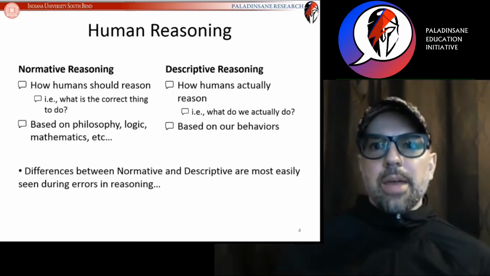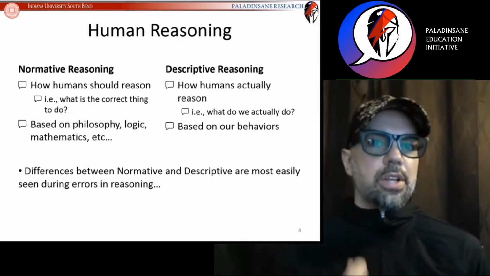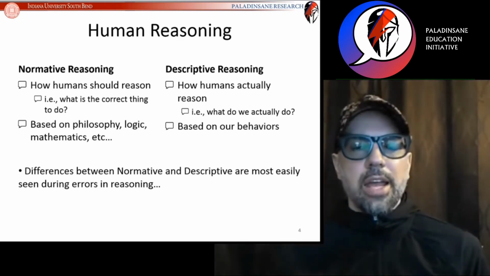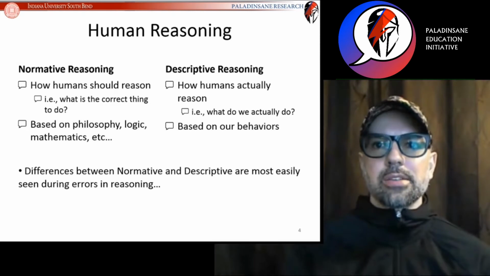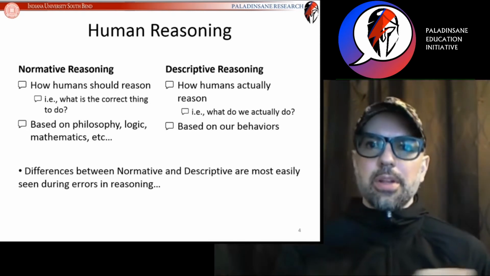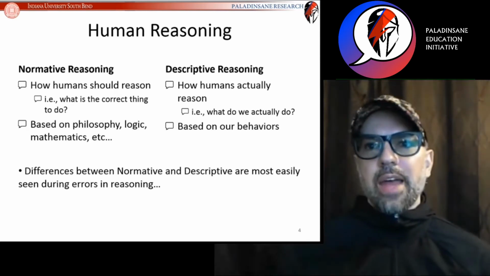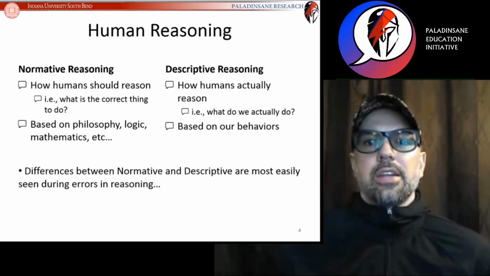It's our job as cognitive psychologists to take a look at those errors and infer what is going on in our mind that would cause us to make those errors. If we're not doing perfect normative reasoning, then what is actually going on in our minds? That's what we want to do in order to understand human behavior.